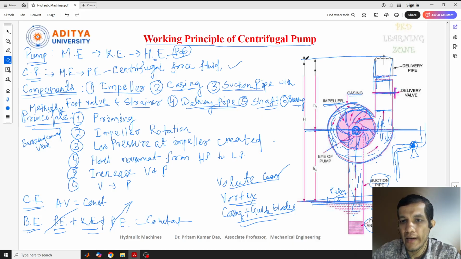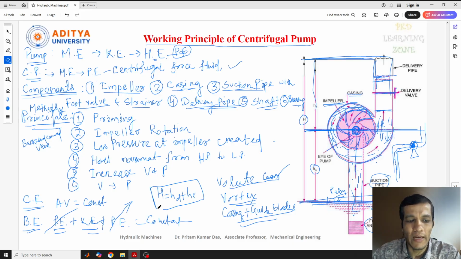Actually, this is the total head of this, and here is the delivery head, that is, up from this center point, at what level the water is supplied, and this is the suction head, that is, from which point the water is sucked and comes to the center point. So the total head can be written as HD plus HS. Like that, many more points are there.